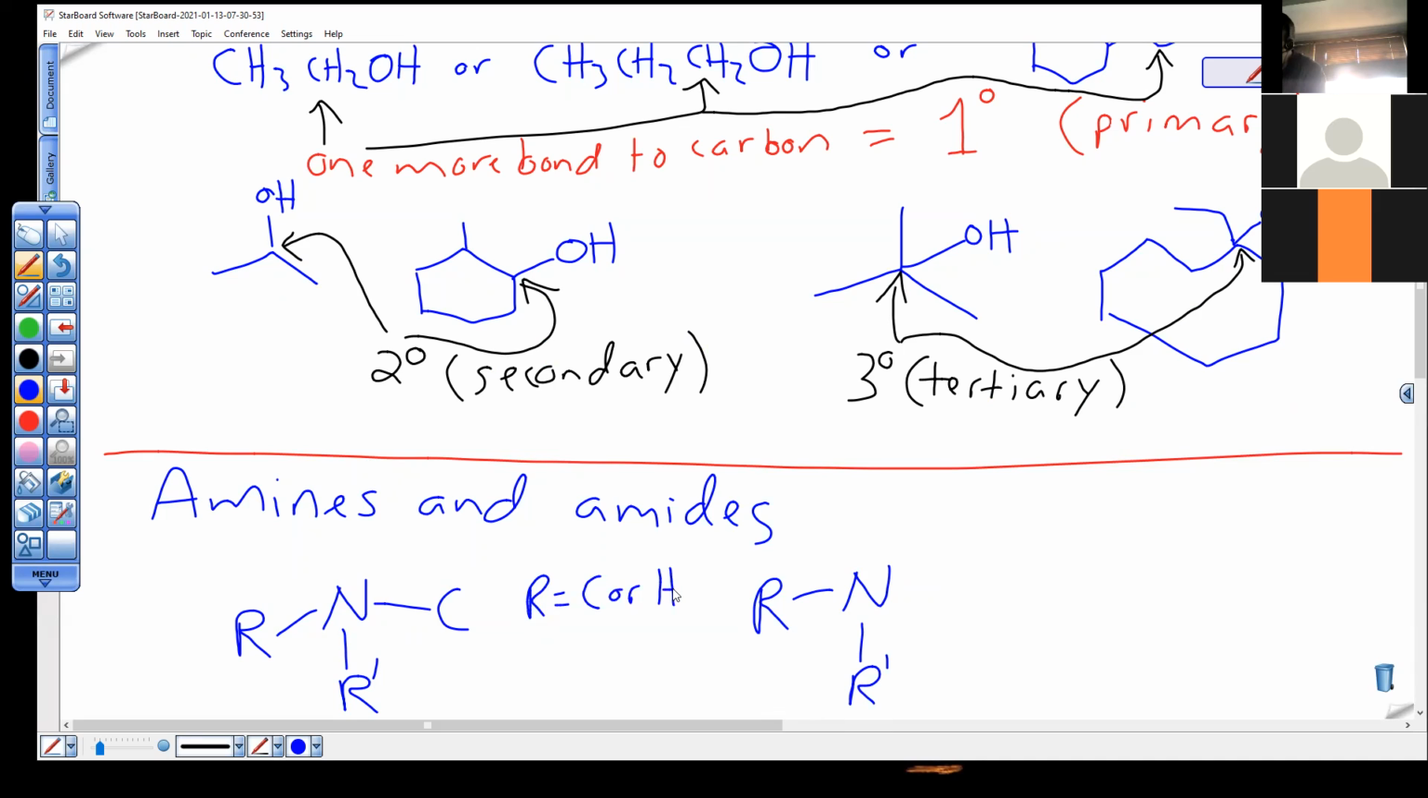Now to be an amide, one of the carbons has to be a carbonyl. Okay, that's a carbonyl I just drew there. Carbonyl, C with a double bond to O. You'll be reading about it hopefully before the end of this week.